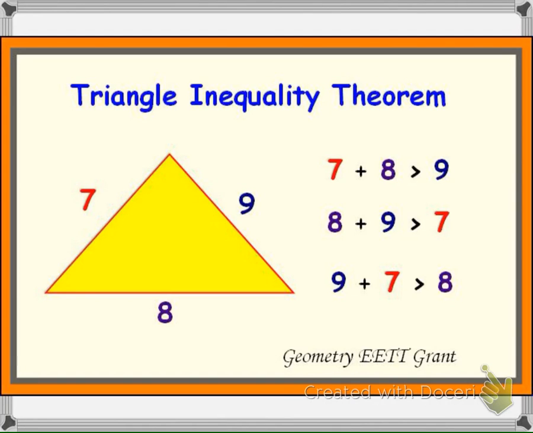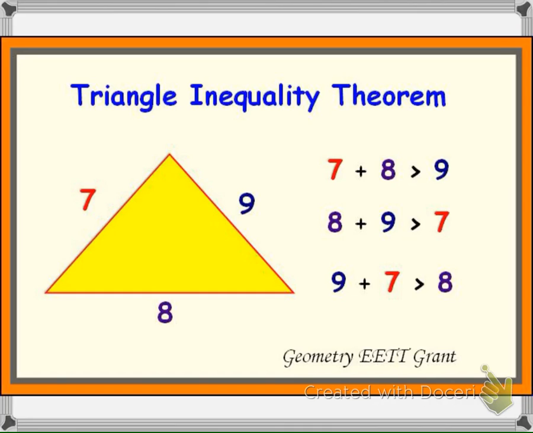The Triangle Inequality Theorem states that if you were to add any two sides of a triangle, they will always end up equaling greater than the third side. If we look at the image, we can see that we have a triangle that has side lengths 7, 8, and 9. If we look to the right, we'll see that if we were to add any two of the side lengths, the sum is always greater than the third side.